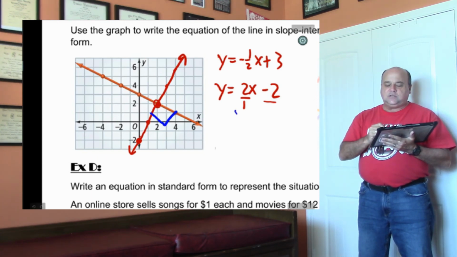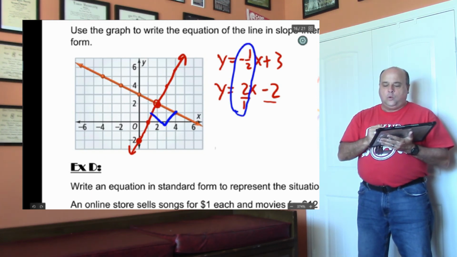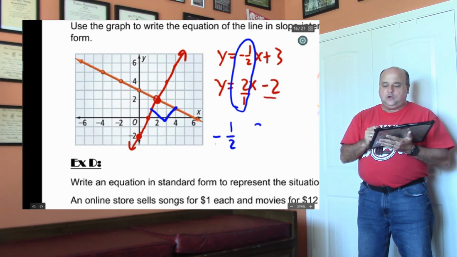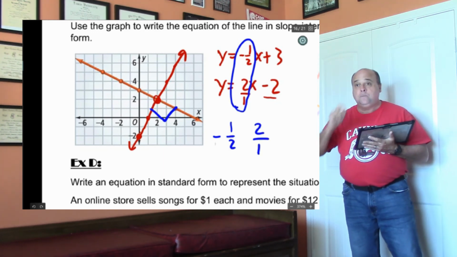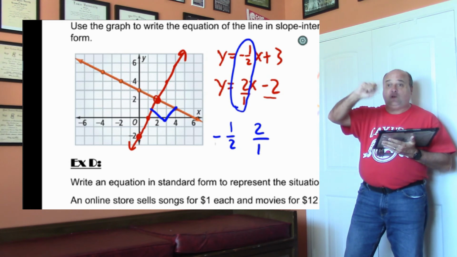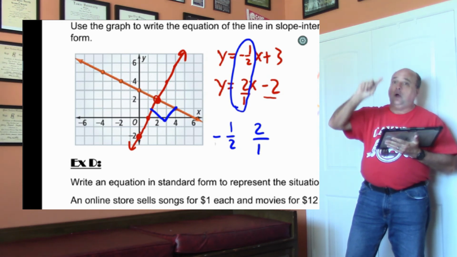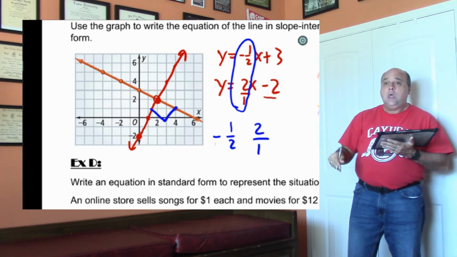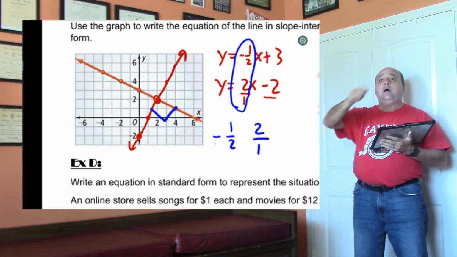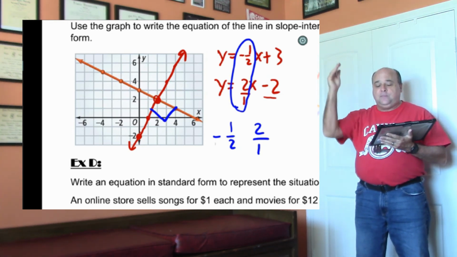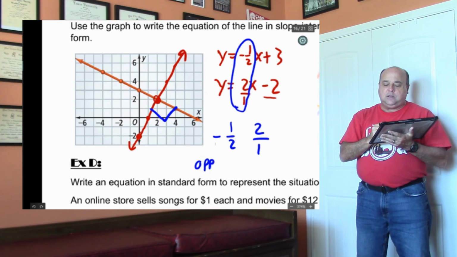And what do you notice about the slopes? One of the slopes is negative 1 over 2, and one of them is 2 over 1. So the slopes both have 2 and 1, but one's 1 over 2 and one's 2 over 1. Also, one of the lines is going up and one of them's going down. This is said to be opposite reciprocals.